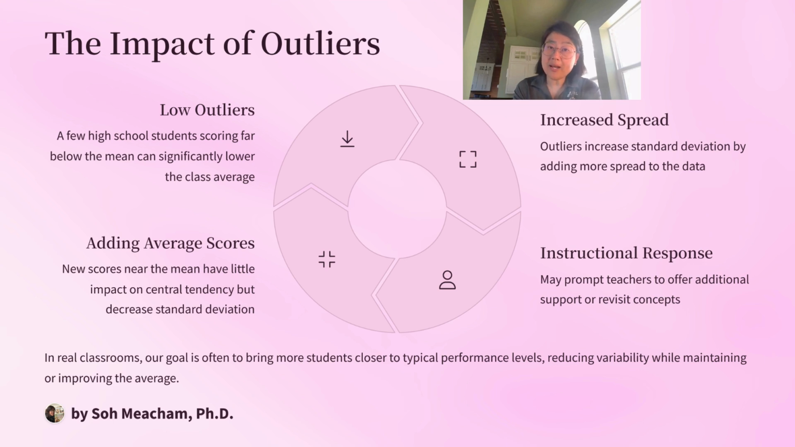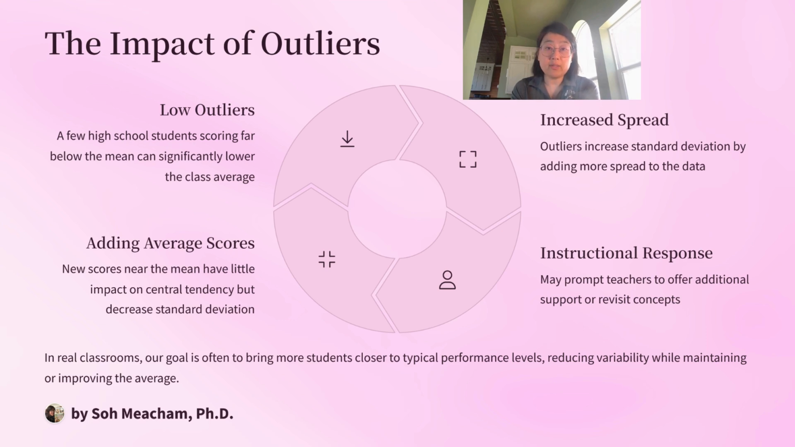Now consider a high school class where students take an end of unit test. Suppose a few students score far below the mean. These low outlier scores can bring down the overall average significantly, even if most students did well. These outliers also increase the standard deviation because they add more spread to the data. In real classrooms, this might prompt a teacher to offer additional support or revisit certain concepts.